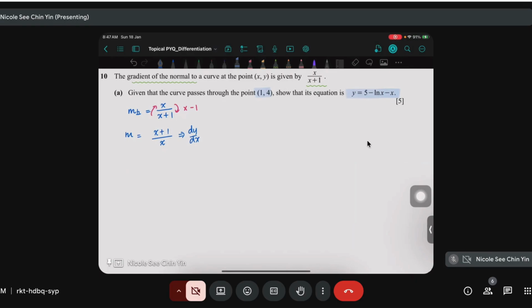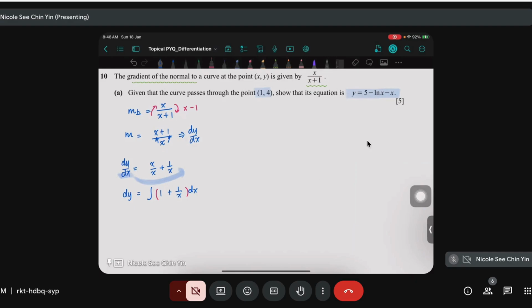Now they give you dy/dx, which equals, I'm going to split them, x over x plus 1 over x. Because I'm going to find my original equation, what I'm going to do is integrate. So when I integrate, I put dy, bring dx to the other side, equals the integral of 1 plus 1 over x dx. I'm going to integrate this part.